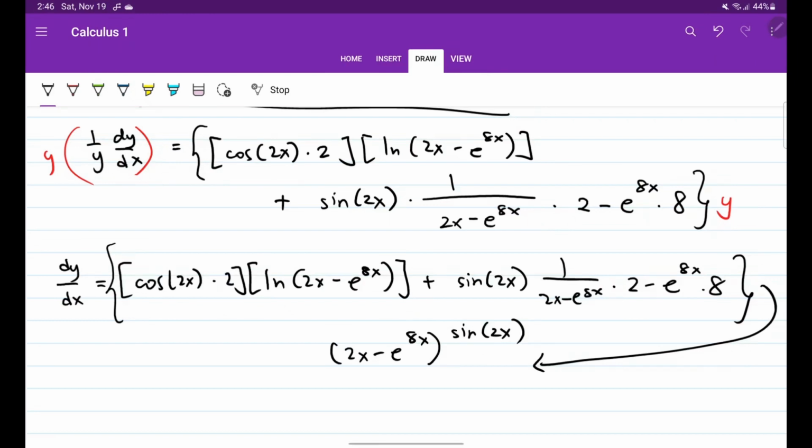Important to note that we are explicitly solving for dy over dx, and not just leaving it as 1 over y dy over dx, because we are taking the derivative. So dy over dx should be what we solve for. Okay, so that has been another example for logarithmic absolute value differentiation, and I hope to see you in the next video.